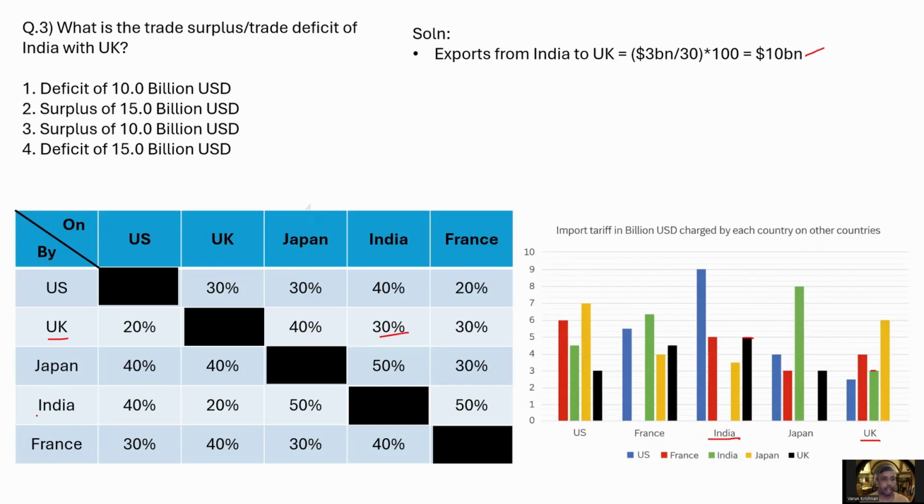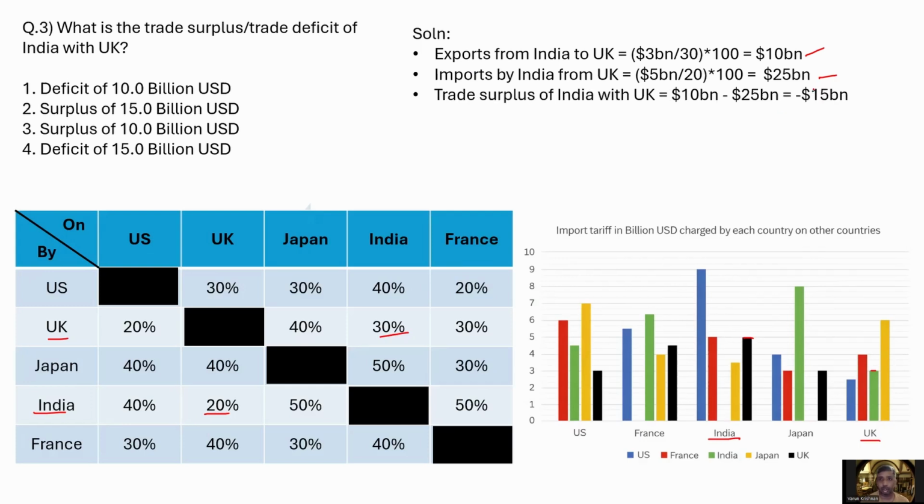And the tariff it is levying, by India on UK, is 20%. So $5 billion, 20%, which means that imports is $25 billion. So clearly, we are buying more than we are selling. And the deficit, that's why, is $15 billion. Surplus is 10 minus 25, which is minus 15. So deficit of $15 billion. So that's why the answer is option 4. India has a trade deficit with the UK of $15 billion.